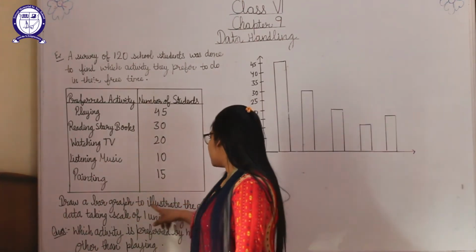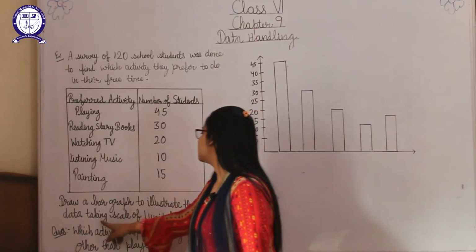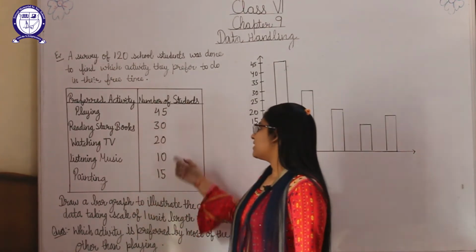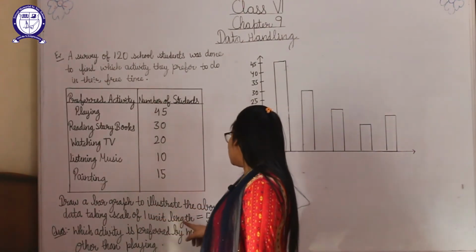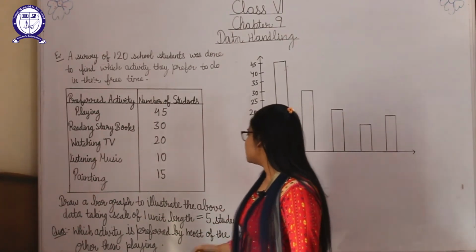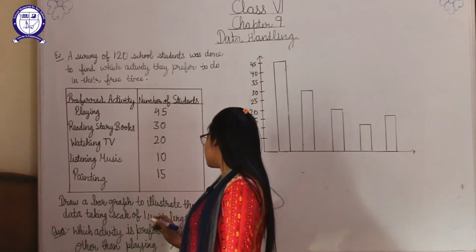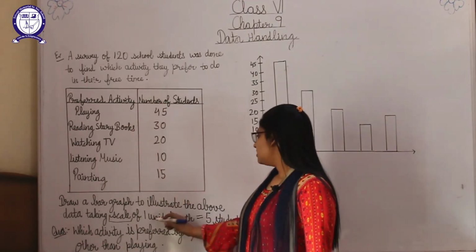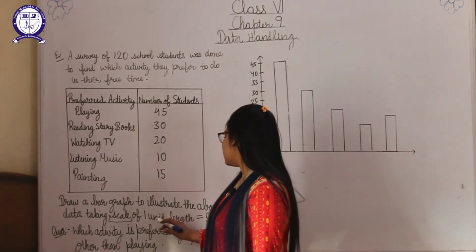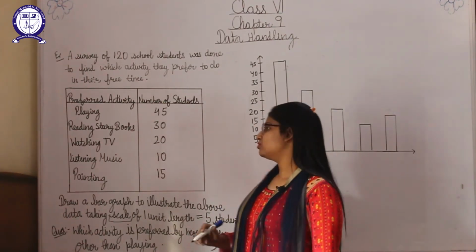Now draw a bar graph to illustrate the above data. We have to make the bar graph to show this data. Taking scale of 1 unit length equals to 5 students. What does this mean? Scale. Here we have to show the scale as 1 unit length to 5 students.